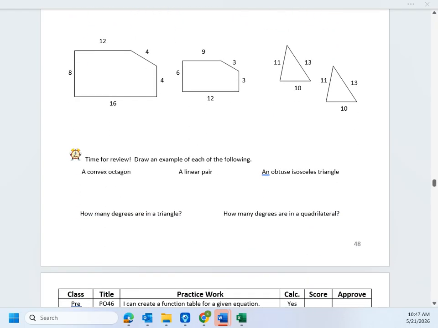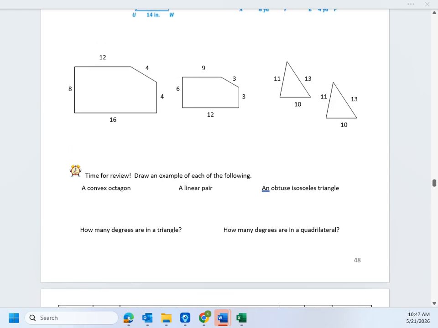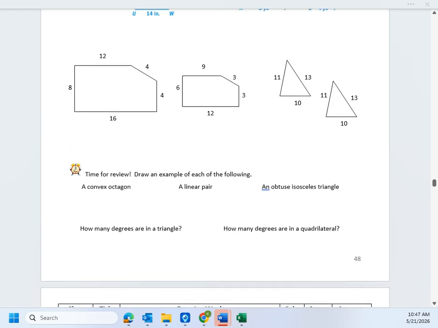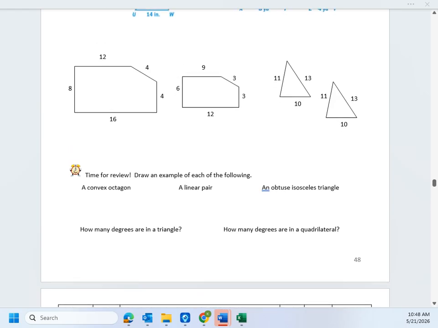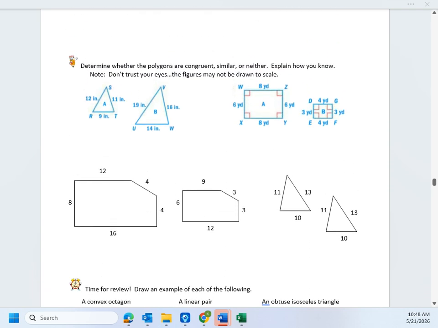Then on the bottom we have our review. So make sure you know it, because that's going to be on the test. Any questions?